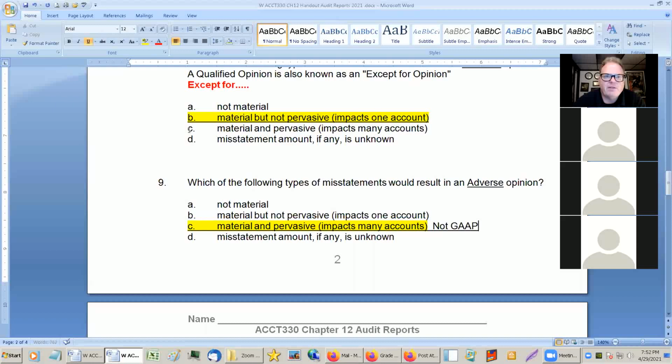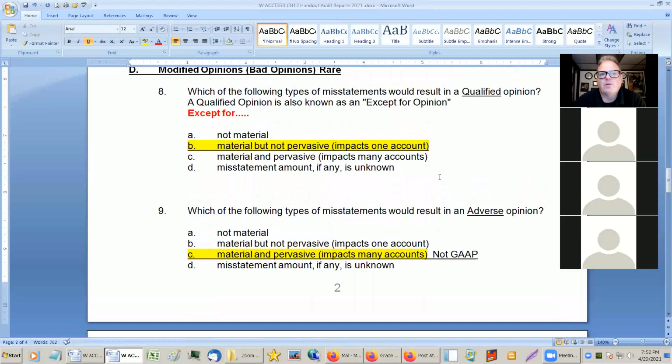Now, for both of these, the qualified and the adverse, the amount that they are misstated, the misstatement is known.